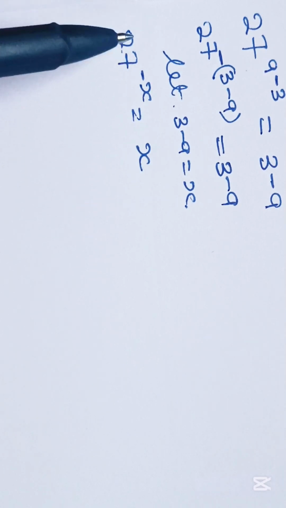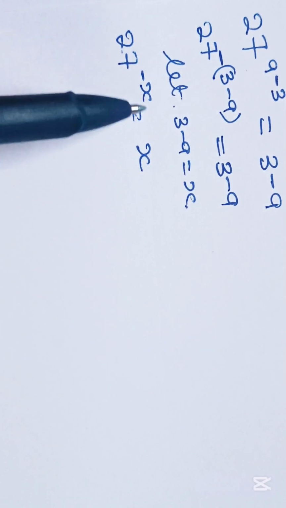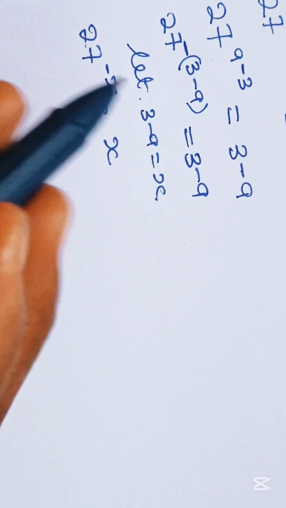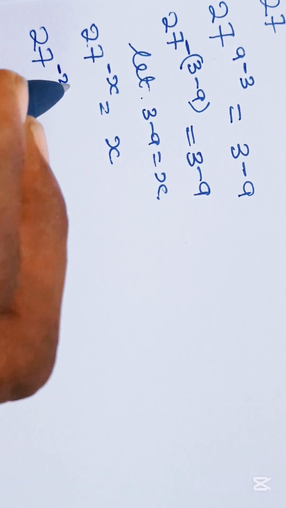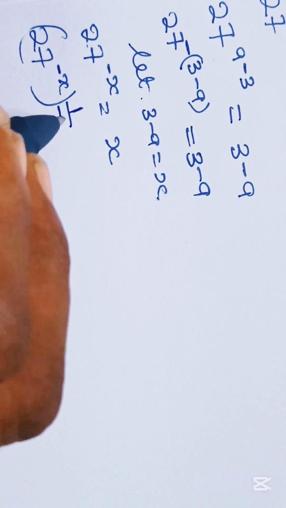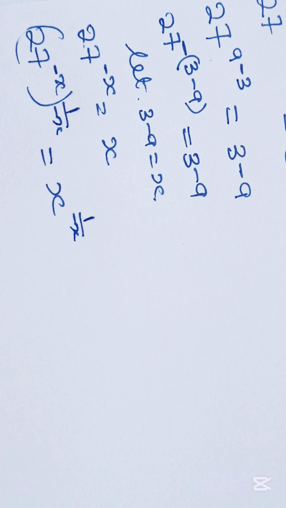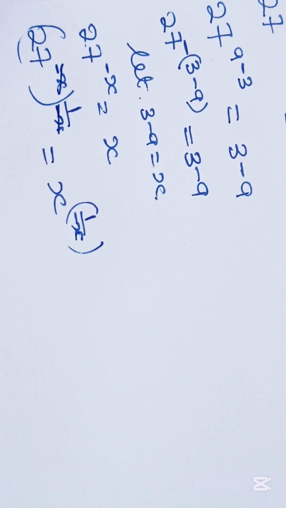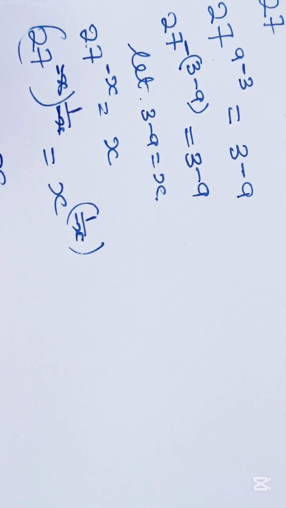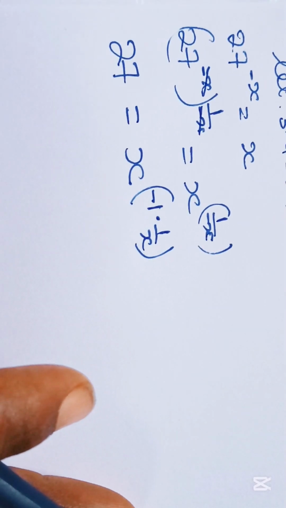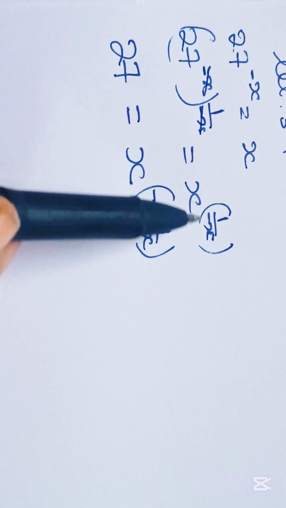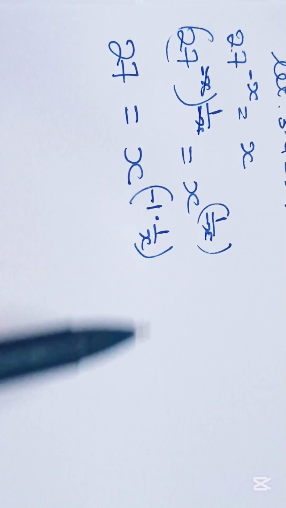So the only way is to shift this to this side, and to do that, we are going to raise each side of the equation to the power of 1 over minus x. So we are going to have 27^(-x) raised to the power of 1 over minus x is equal to x to the power of 1 over minus x. Now minus x, we cancel minus x. We have 27 here, is equal to x to the power of 1 over minus x. So 1 over minus x is the same thing as minus 1 multiplied by 1 over x. So we have not really changed anything.